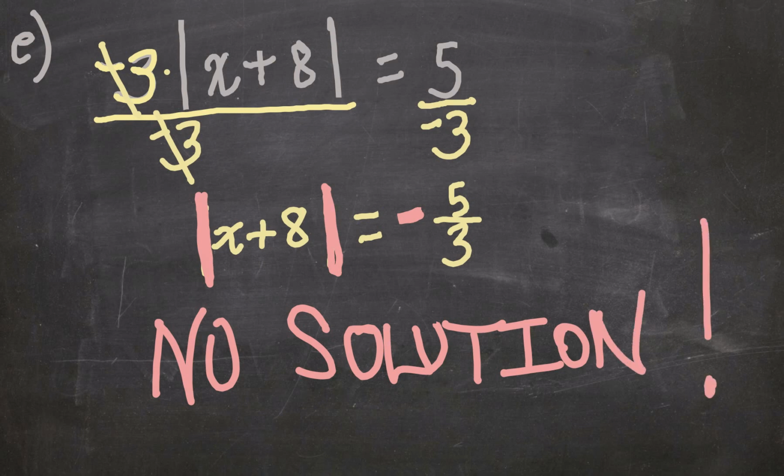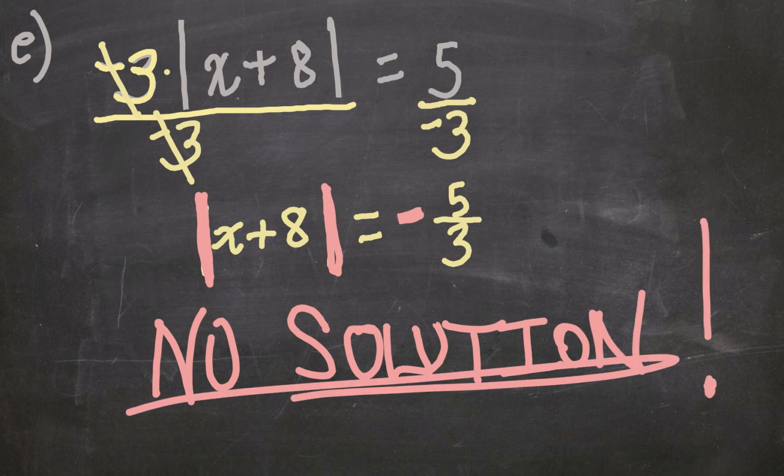You can only do this and make this decision once the absolute value part is isolated. Okay? So be careful with that. Don't just jump to that conclusion unless you've isolated absolute value symbols.